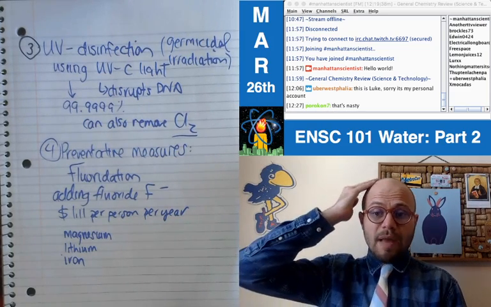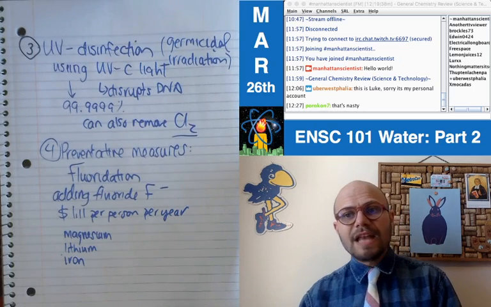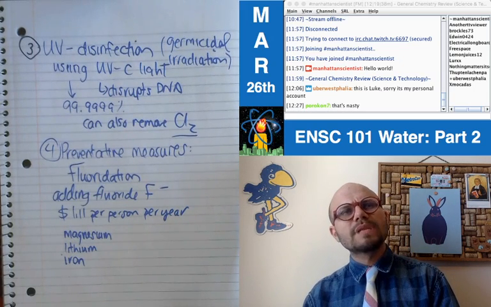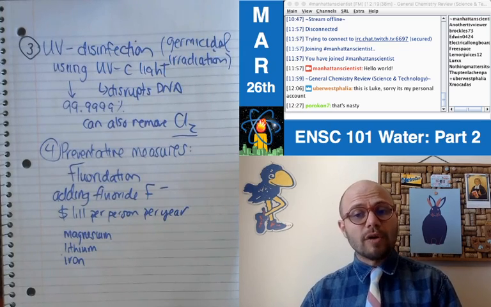And so we talked about 3 typical common treatment methods. These are ones that you're going to find in the New York City water supply.